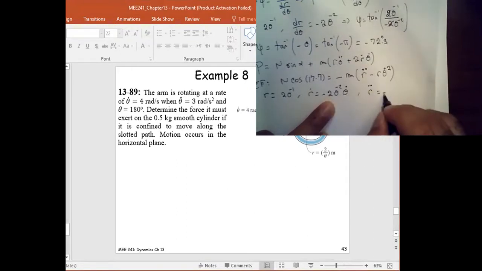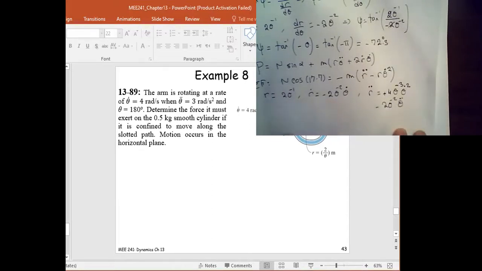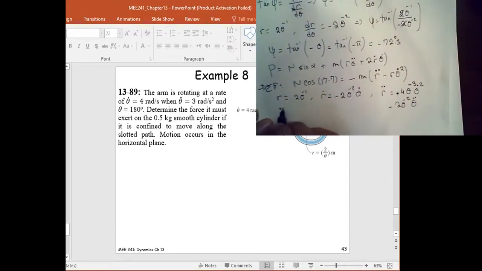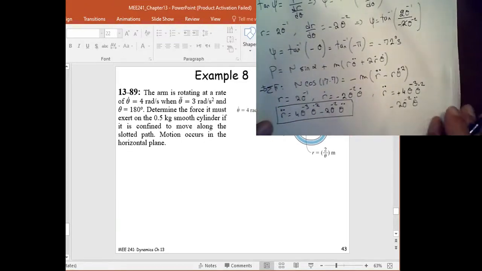2 times 2 is going to be 4, plus 4 times theta minus 3 times theta prime squared, as theta prime will come in, plus 2 theta minus 2 times theta double dot. Let's rewrite that. So r double dot is actually equal to 4 theta minus 3 times theta prime squared plus 2 theta minus 2 times theta double dot. So that's your guy.